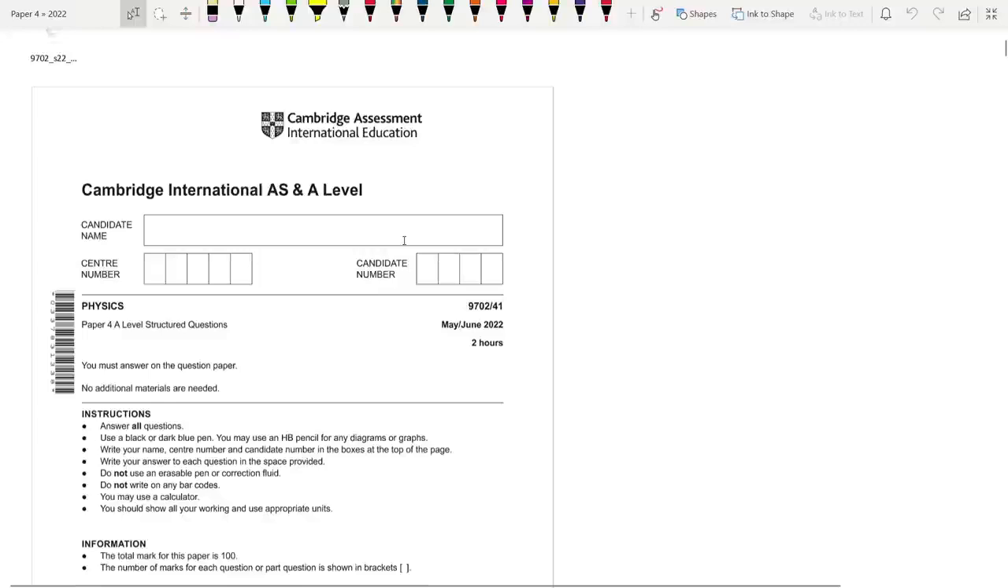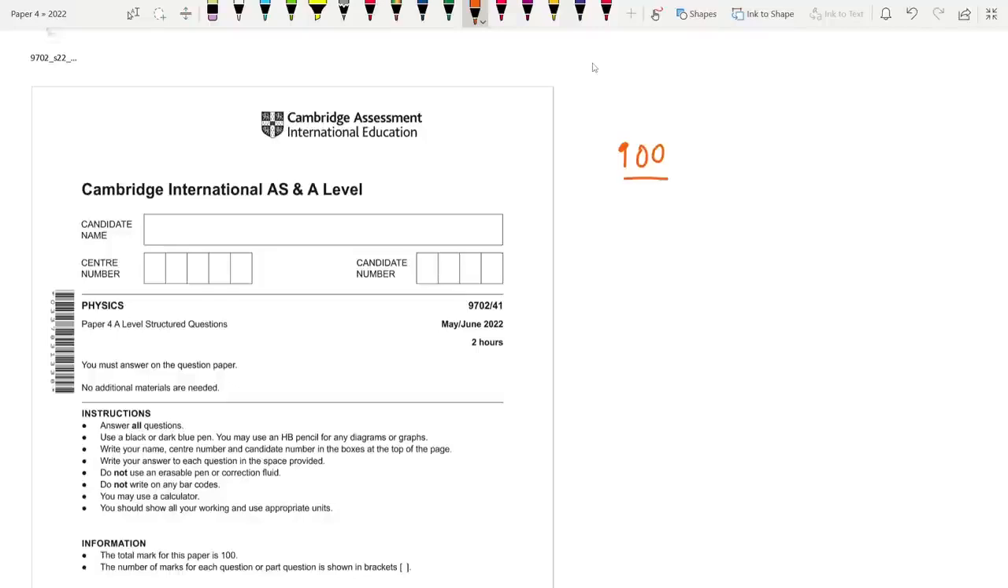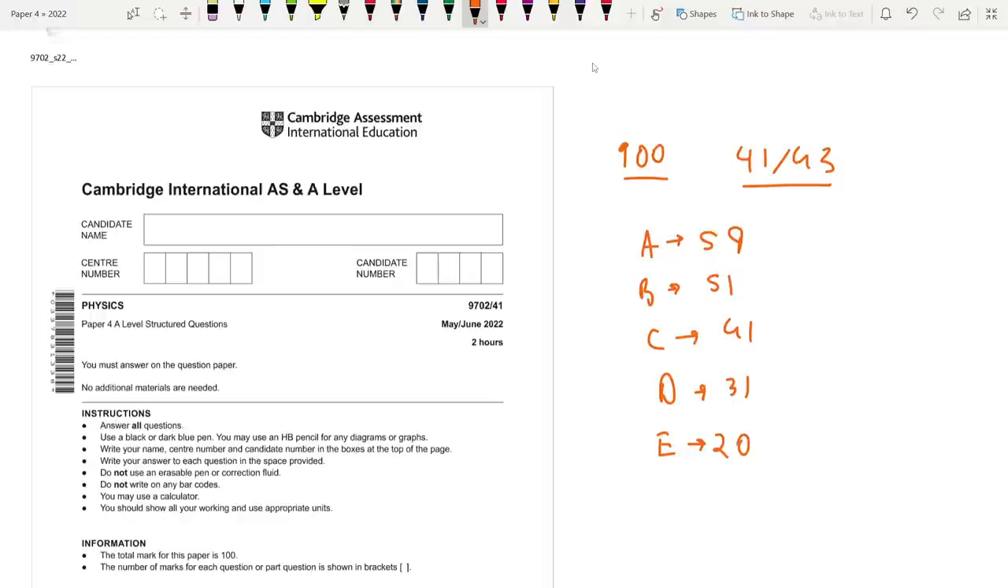So let's take a look at the marks, the threshold for this paper. The maximum mark was 100 for paper 4.1 and 4.3. Let's see. A was at 59, B was at 51, C was at 41, D was at 31, and E was at 20. All right.